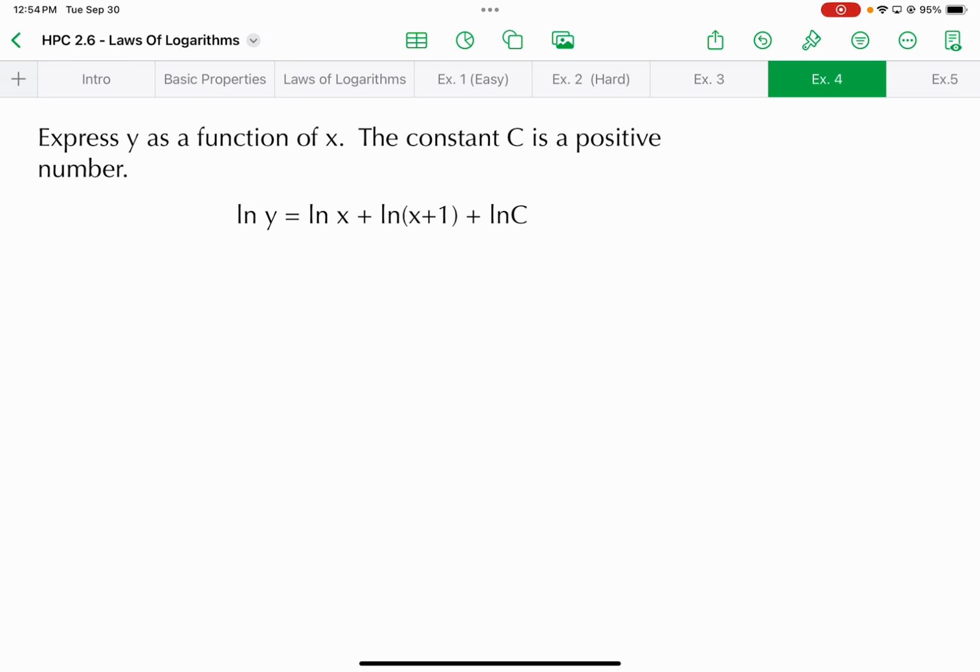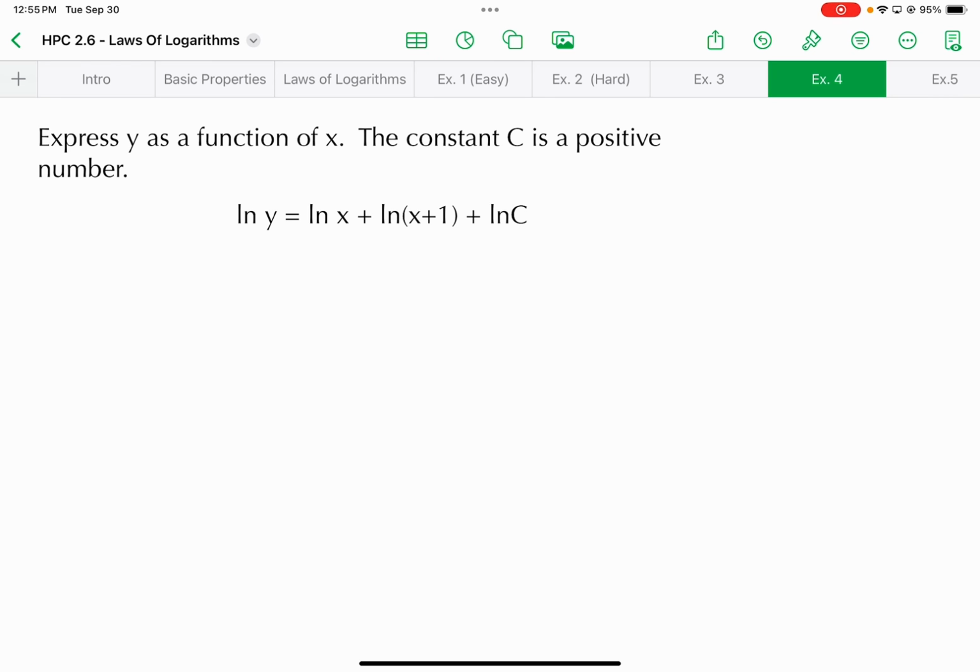We want to express y as a function of x, meaning we want to explicitly express y. And it says the constant c is a positive number as well. So I want to condense and I want to solve for y. What properties would you expect we use in this problem? What property would you foresee us using? Product, right? Because why? It's addition. We've got logs of the same base that are added to each other.